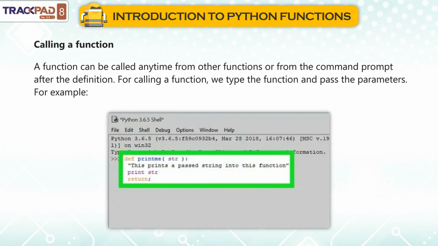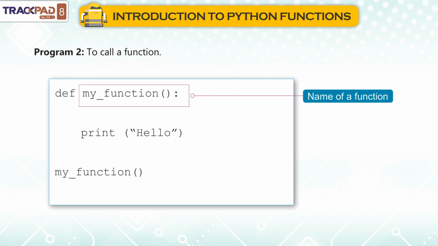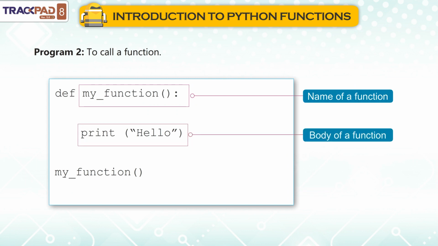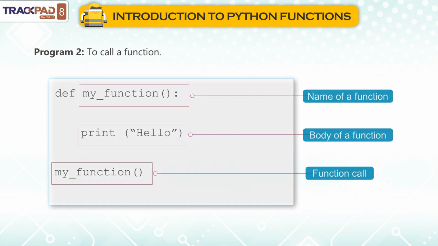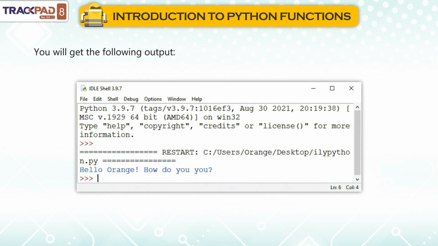Calling a function. A function can be called any time from other functions or from the command prompt after the definition. For calling a function, we type the function name and pass the parameters. For example, program 2 to call a function. Name of function, body of function, function call. Program 3 to print a string by calling a function. You will get the following output.